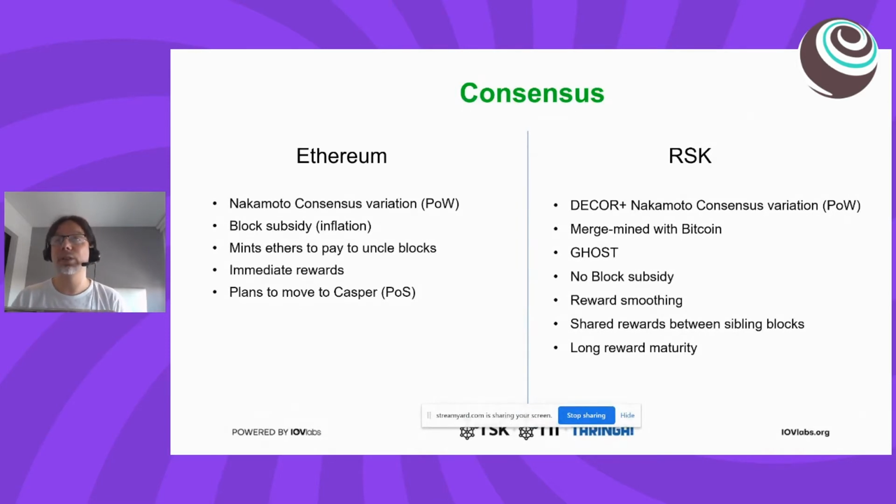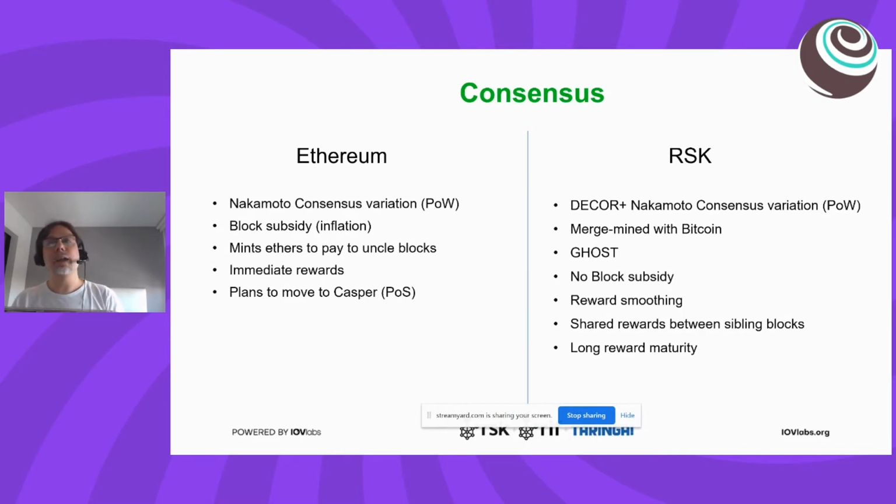You have the block subsidy, so you have some kind of inflation. You also have to mint additional ethers to pay for uncle blocks, and this is related to making this more fair and reducing competition and increasing collaboration between miners. And Ethereum pays immediate rewards to miners, and of course we know that Ethereum is planning to move to proof of stake.